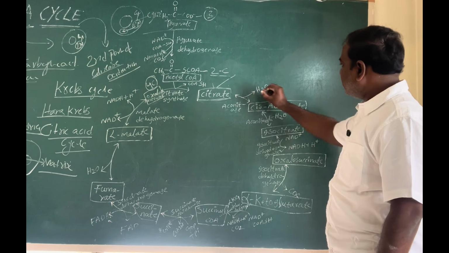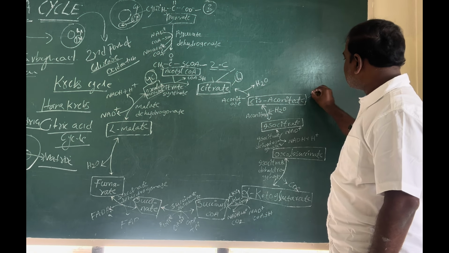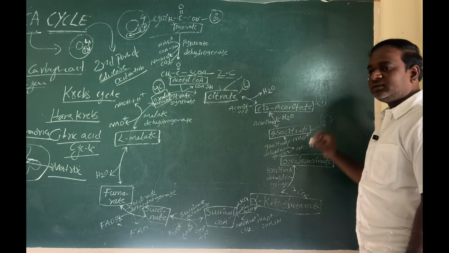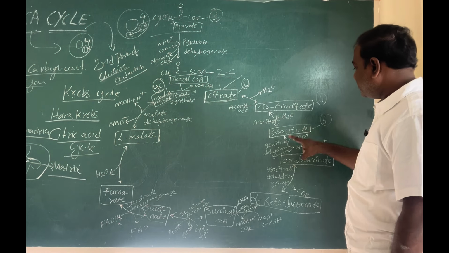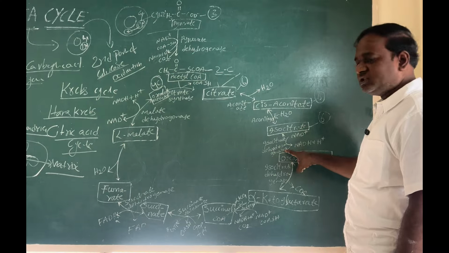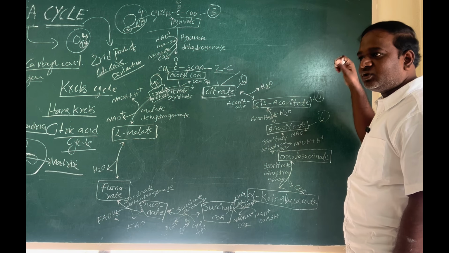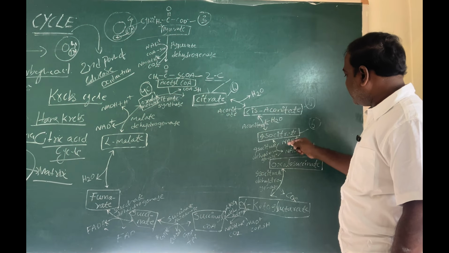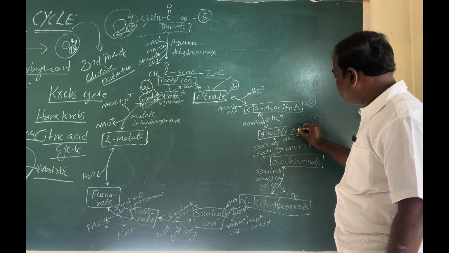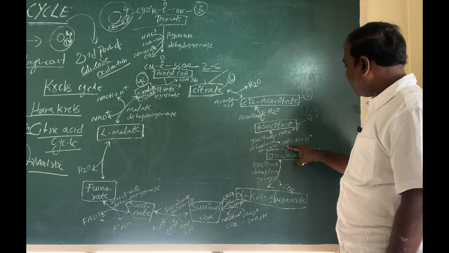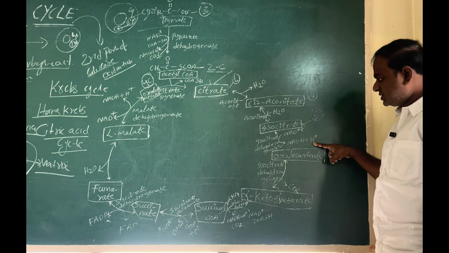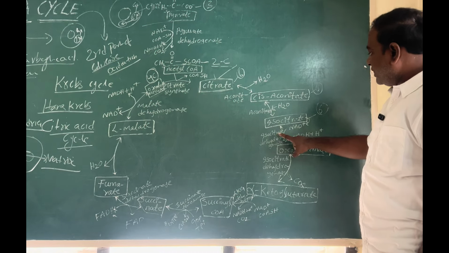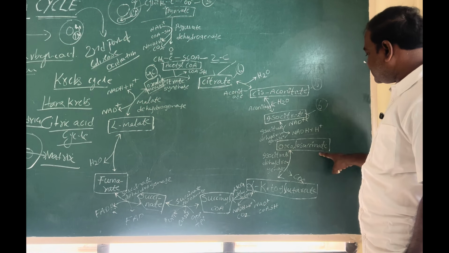And this isocitrate is also a 6-carbon compound. Isocitrate, in the presence of isocitrate dehydrogenase. As I already told, when a dehydrogenase comes, there is a removal of hydrogens. So NAD takes 2 hydrogens from isocitrate to form NADH plus H plus, and forms oxalosuccinate. Here again it is an intermediate that lasts a fraction of a second.